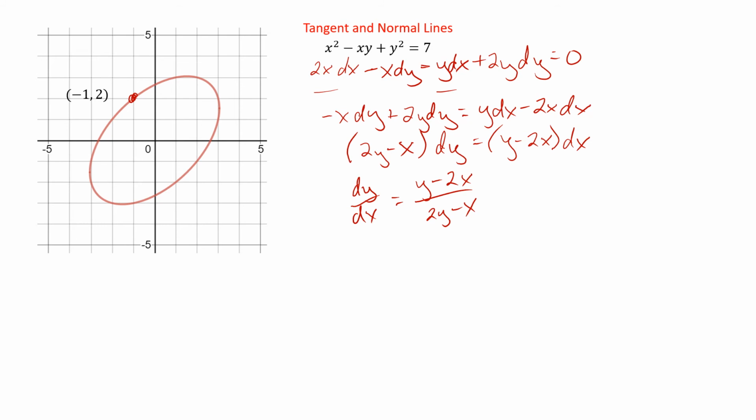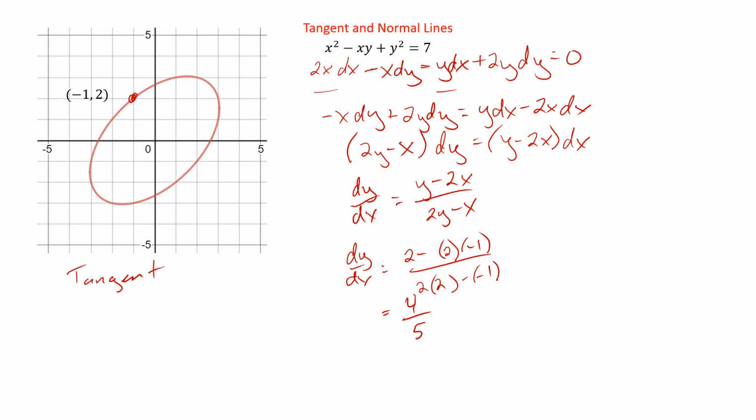We want it at the point negative 1 comma 2. So let's plug that in. Negative 1 comma 2. So we're going to have 2 minus 2 times negative 1 over 2 times y, which is 2, minus negative 1. So that's going to be 2 plus 2 is 4 over 4 plus 1 is 5. So our slope of the tangent line is 4/5.